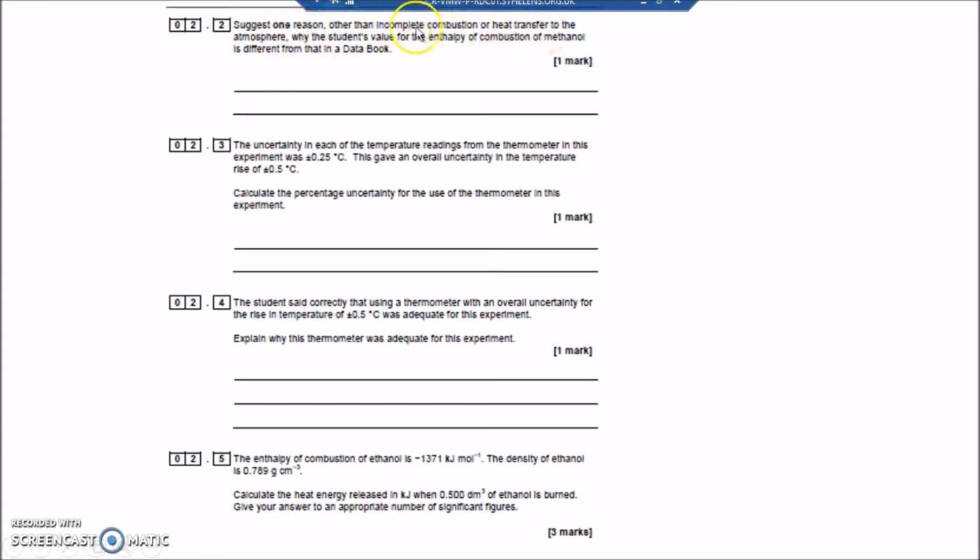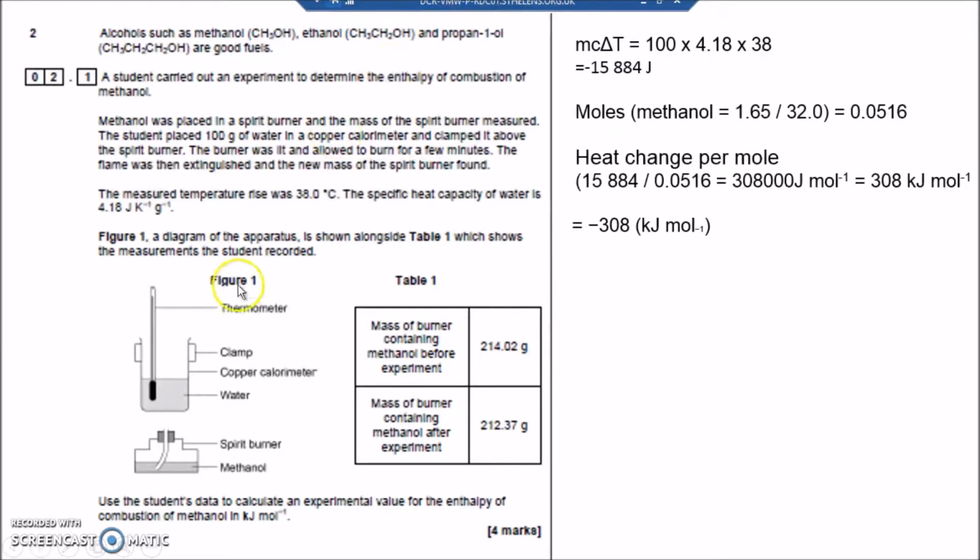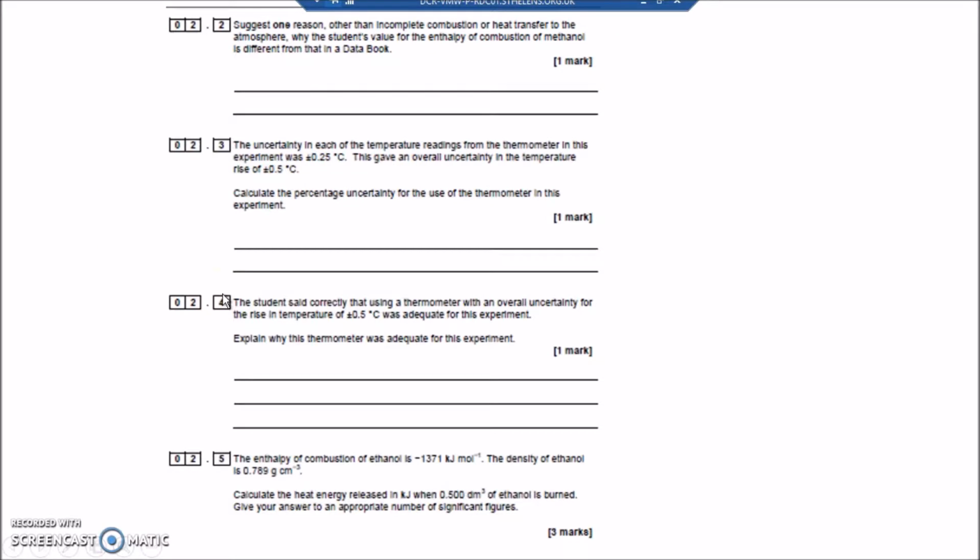We can't use that one. The next one is that the fuel doesn't burn completely, incomplete combustion. And the third one is that the actual beaker itself, the copper container, actually absorbs some of the heat. So heating up the copper container will be another source of error.